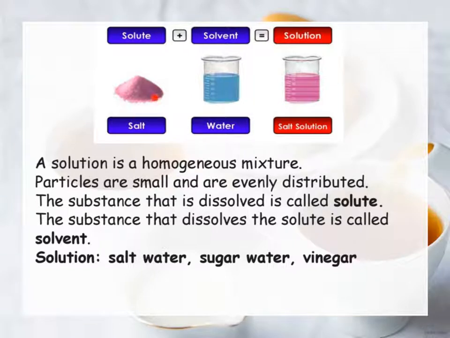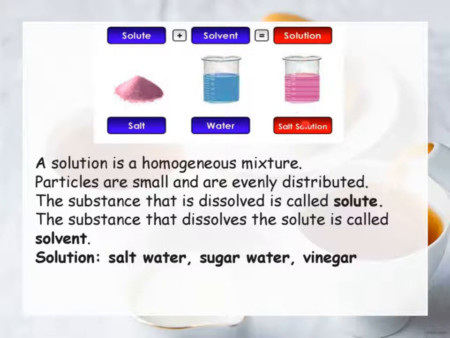When I mix salt and water, salt will be dissolved in water, and I'll have a solution. Each solution is formed from two parts, the solute and the solvent. Particles of salt are small and are evenly distributed, so they'll be easily dissolved in water, and then salt is called solute. Water will dissolve the salt, so water is the solvent.